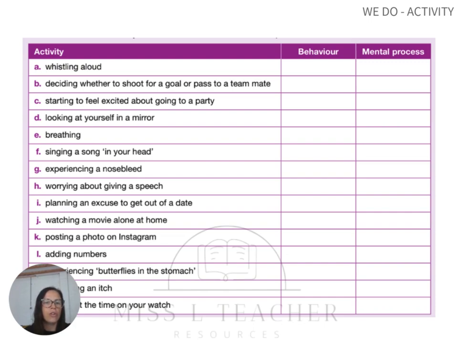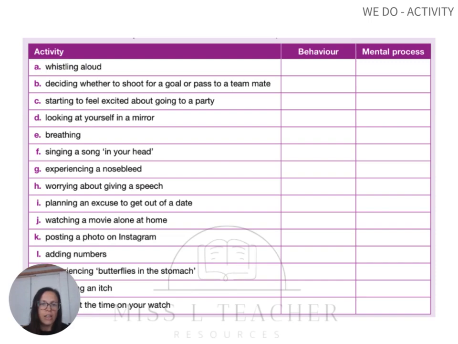Deciding whether to shoot for a goal or pass to a teammate. This word here, deciding, is something that's happening inside of your brain. It is something that can't be seen. You can't see someone deciding to do something. Therefore, it's going to be a mental process.